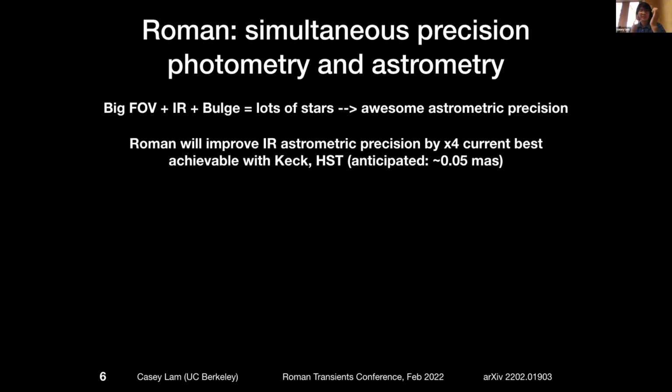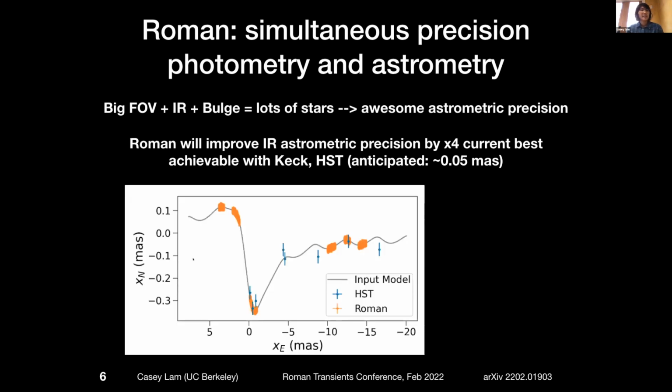So now I want to turn to what Roman can do about this question. Roman is awesome because it has simultaneous precision photometry and astrometry. With its big field of view, wavelength in the IR, and staring at the bulge, it's going to detect lots of stars, which is going to lead to awesome astrometric precision. As talked about earlier, if you combine all these measurements together with the incredible time sampling, you can get a really good astrometric precision, about 4 times better than we can currently achieve with state-of-the-art facilities like Keck or HST.